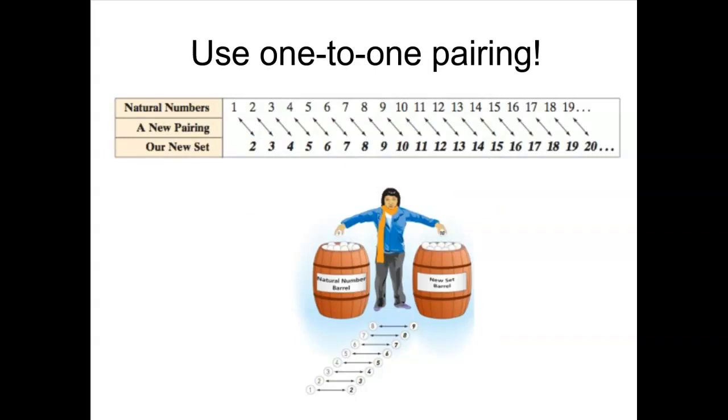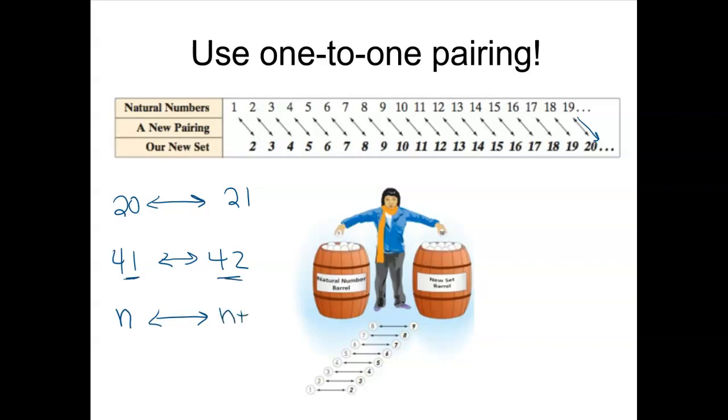We could actually name it. If I were to grab the natural number 20, I could ask, what does it correspond to in our new set? If we look here, we see 19 goes to 20, so 20 is going to go to 21. I could keep going. What about 41? If I grab 41, that's going to go to 42. And what if I grabbed n? I can see the pattern here. These are increasing by 1, so it's going to go to n plus 1.